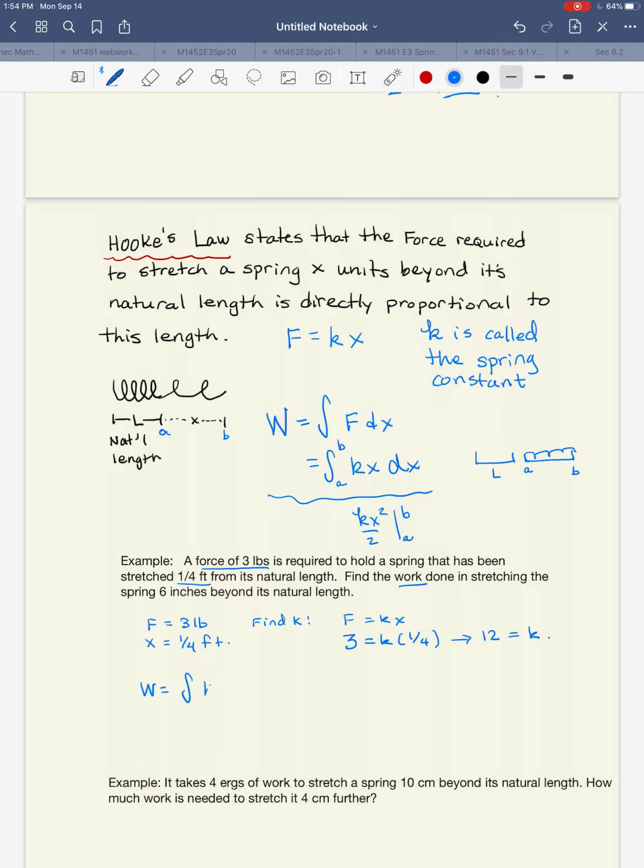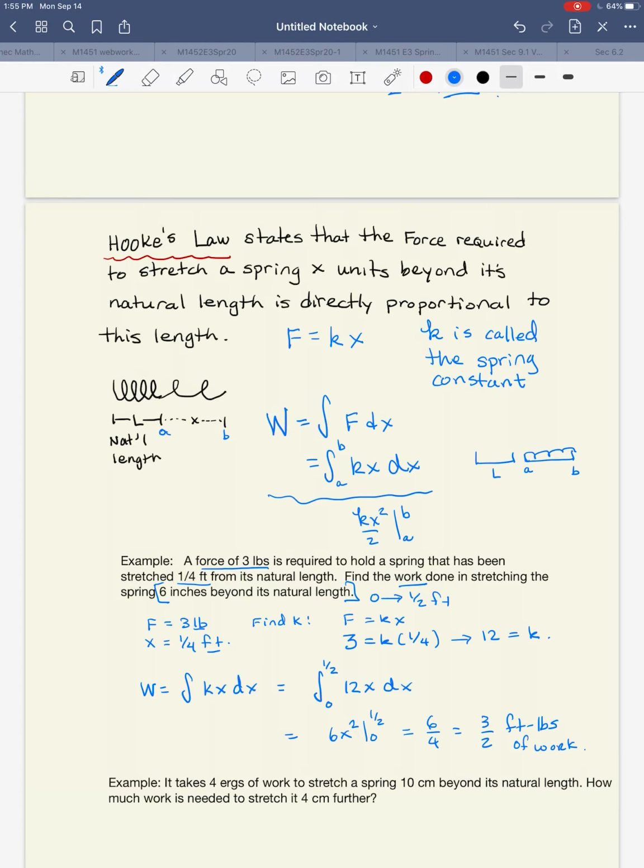The work is the integral of k times x dx. So we've got the integral of 12 times x dx, and we're going to go 6 inches beyond its natural length. So we're going from natural length to 1/2 foot. Make sure your units agree, foot-pounds. Okay, so we integrate. 12x integrated gives us 6x squared from 0 to 1/2. 1/2 squared is 1/4, 6/4, or 3/2 foot-pounds of work to do this stretching.